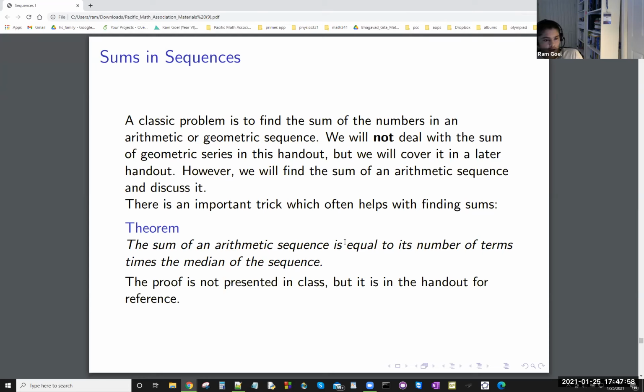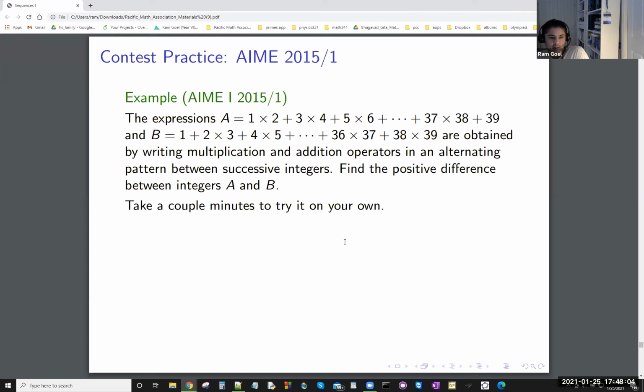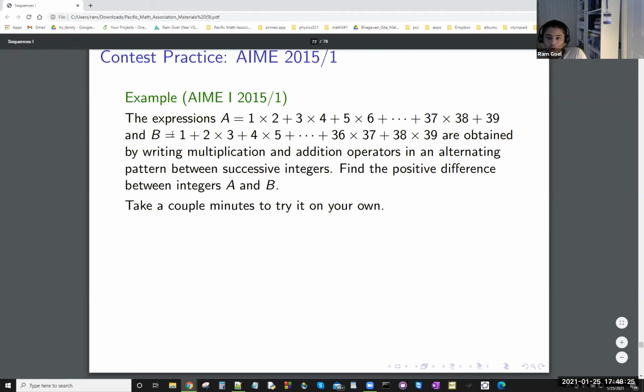Now let's go over a final problem, which is from the AIME a few years ago. It's about sums, and it's a bit complicated. It's a lot to look at because of all the timeses and pluses, but take a few minutes, try to understand the problem, and we'll come back. Basically we have A and B, which are 1 times 2 plus 3 times 4 plus 5 times 6 and so on. And then we switch the order a little bit of how the pluses and times appear. The question is to find their difference.